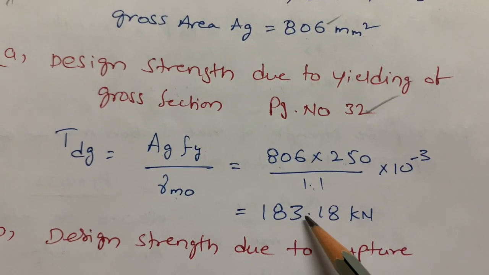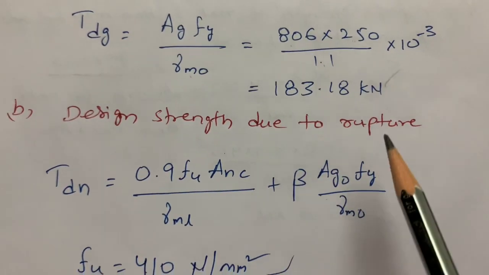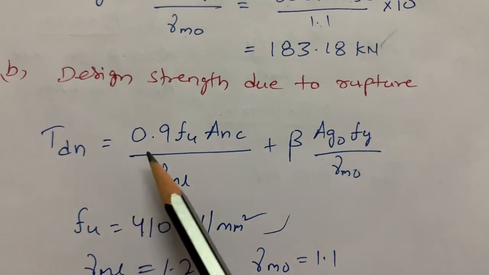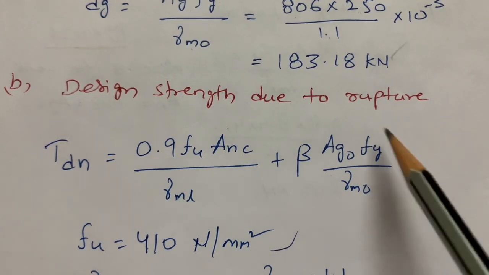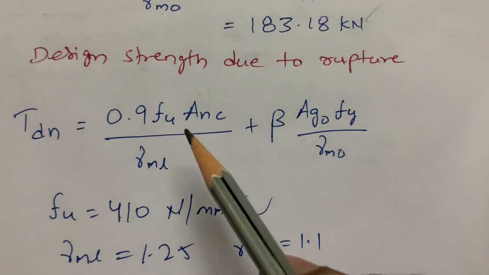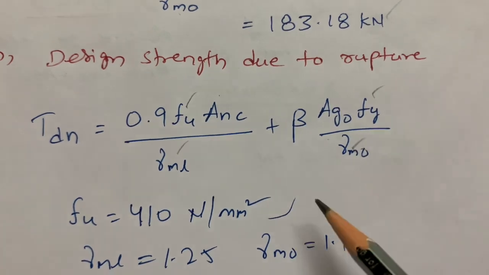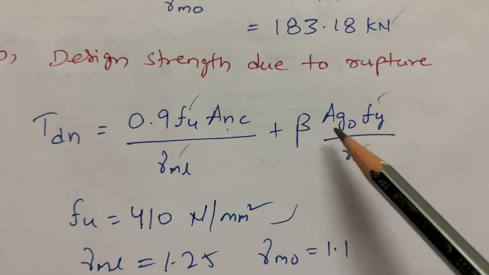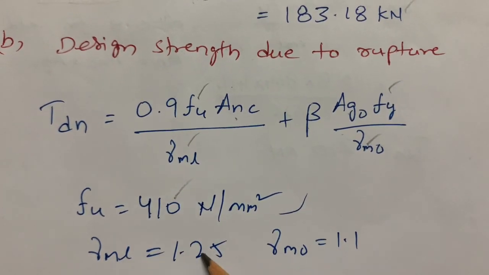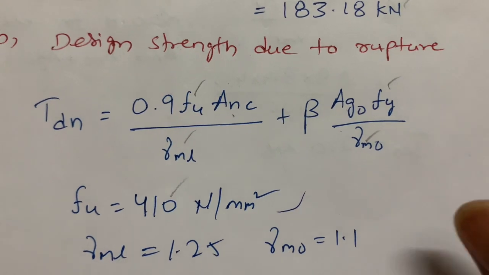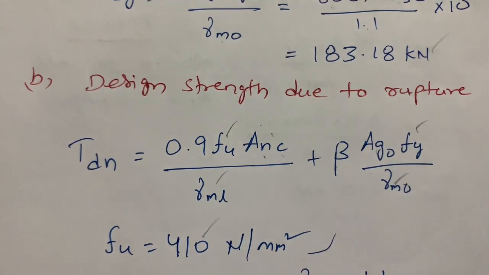So we get 183.18 kilonewtons. After this, we need to calculate the design strength due to rupture. We know the formula, Tdn equals 0.9 Fu Anc by gamma m1 plus beta Ago Fy by gamma m0. This is also specified in the code book. In this, we know the values of Fu, gamma m1, Fy and gamma m0, but the unknowns are Anc, Ago and beta. Fu is 410, the ultimate strength, and gamma m1 is 1.25, the partial safety factor. After that I am going to calculate Anc and Ago, the net area of the connected leg and the gross area of the outstanding leg.